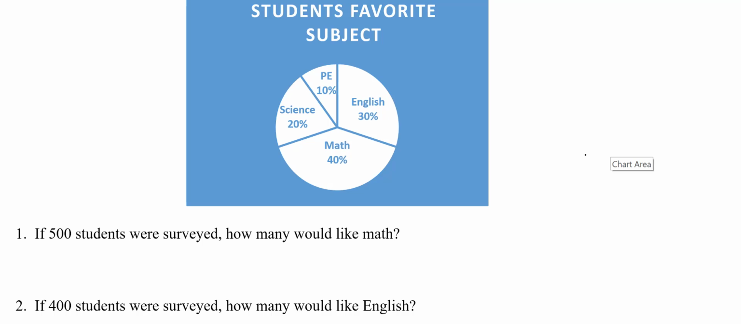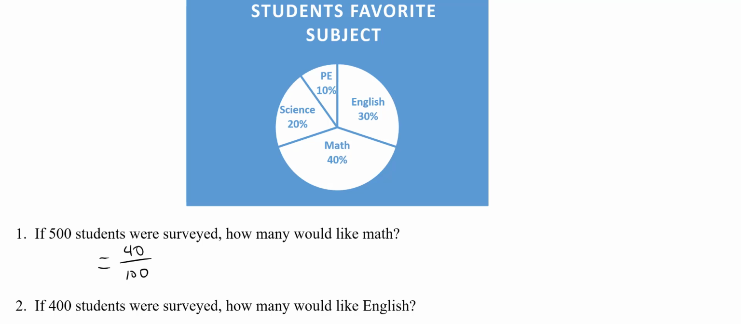Well, the first thing I'm gonna do here, math fans, it's how many would like math. I look at what math is. Math is 40 out of 100. That's easy. Always percentages always over 100. Always, always, always. Even when we did is over of equals percent over 100, same idea. Okay? So it's telling you 500 are surveyed, how many like math.